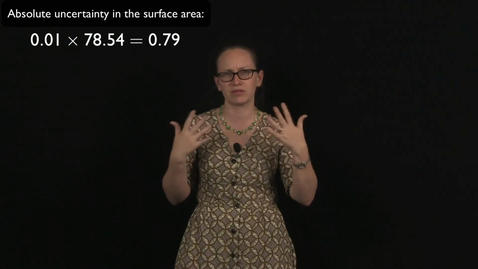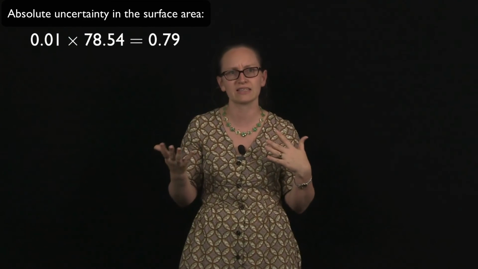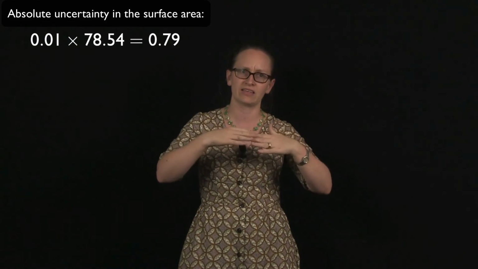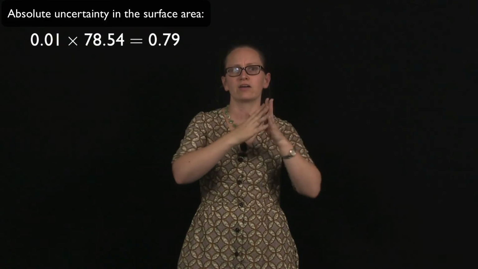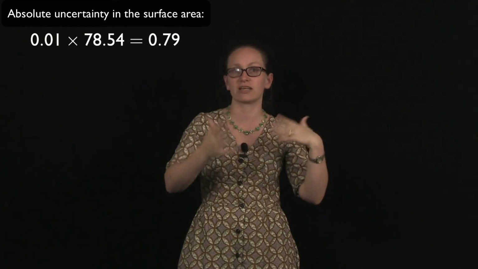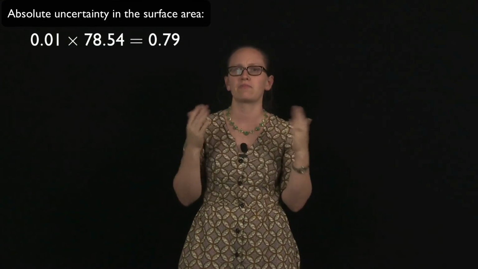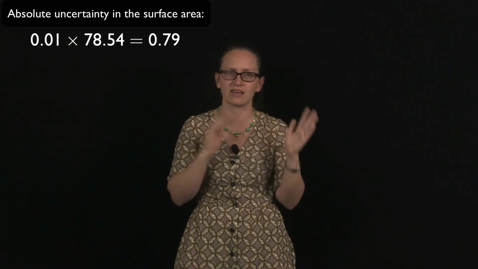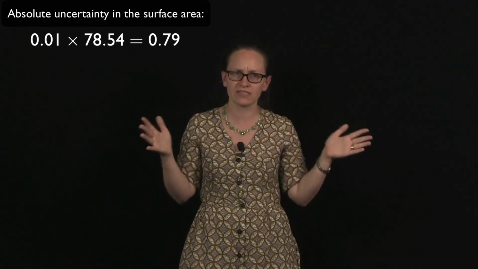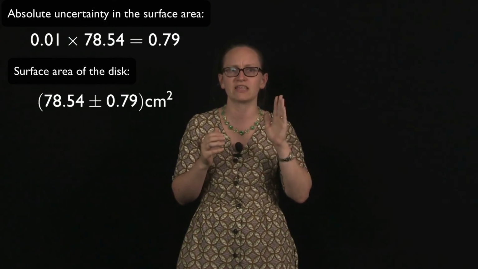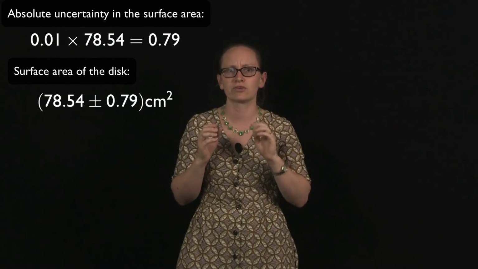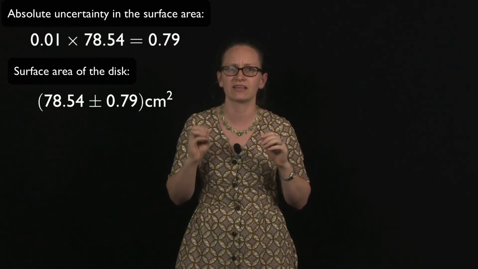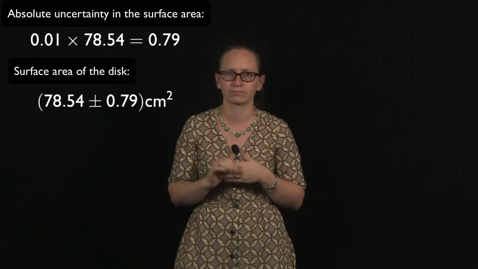So remember, we will present that with 2 decimal places as we calculated the surface area with 4 significant figures, which ended up having 2 decimal places, and we want our uncertainty to have the same number of decimal places as our value. So the surface area in this case would be 78.54 plus or minus 0.79 centimetres squared.